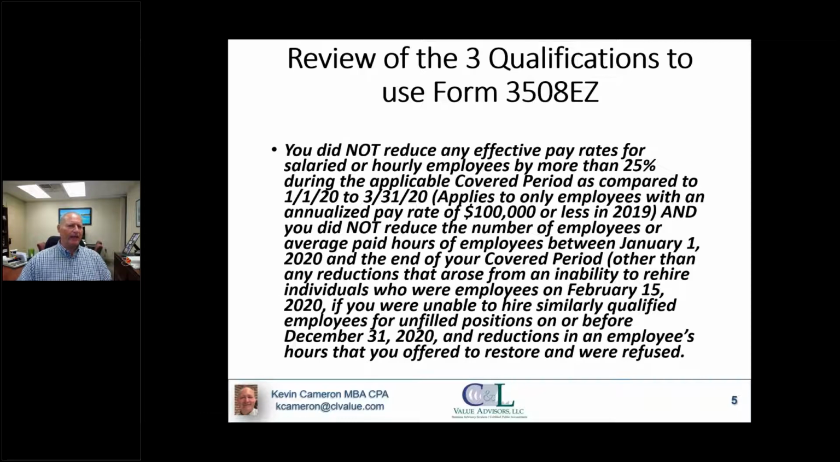So it's not a pure head count. You can't just say, I had 20 employees and I had 20 employees. You have to look at the reason why you might have had fewer employees. Let's say that you had 20 employees on January 1st and 22 employees at the end of your covered period, then you're fine. You don't have to worry about it as far as that's concerned. So you only really have to worry about it if your employee head count is lower.